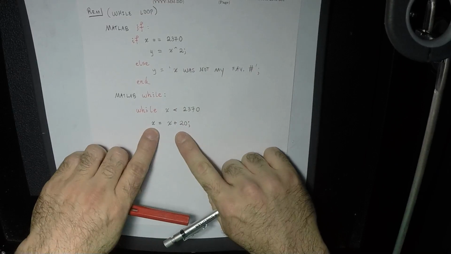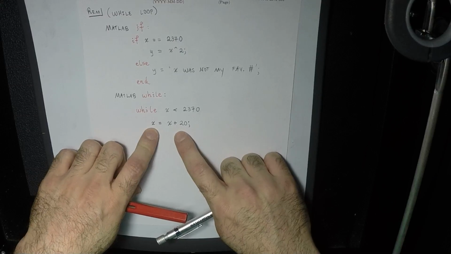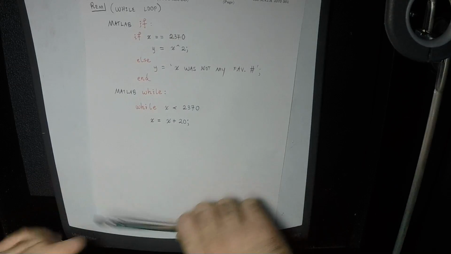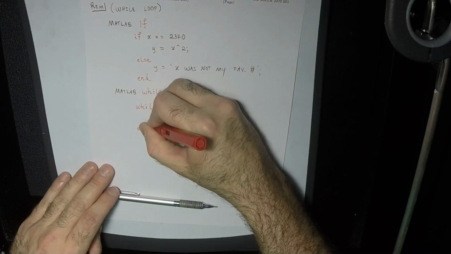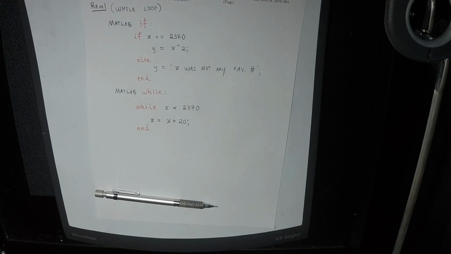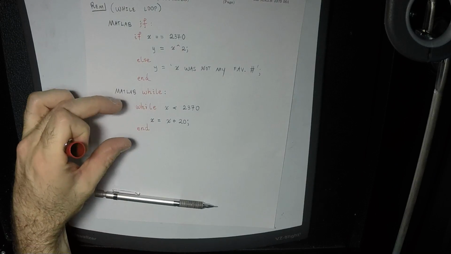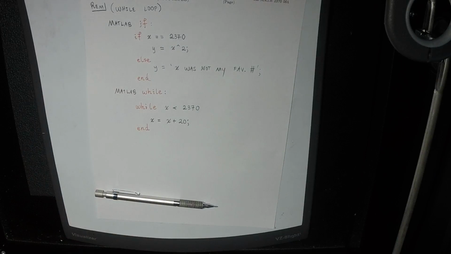So what will be the effect of this line, by the way? Yeah, it keeps adding 20 over and over again. And then I'll say end. So if this code were to execute exactly as it's written, if you were to just type this into MATLAB right now and say, do it, what would MATLAB do? It would just keep adding 20 until it hits 2370, right? So I'm asking a little bit of a trick question.